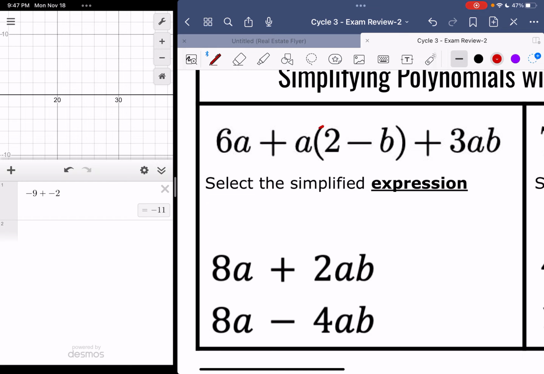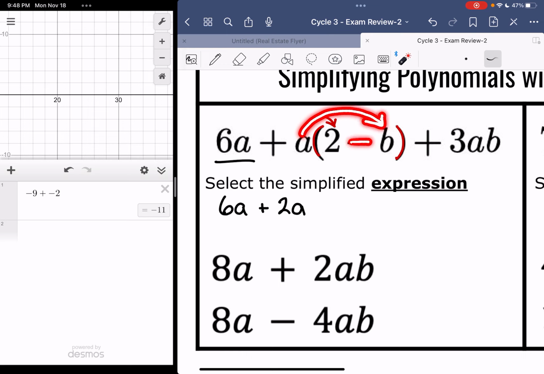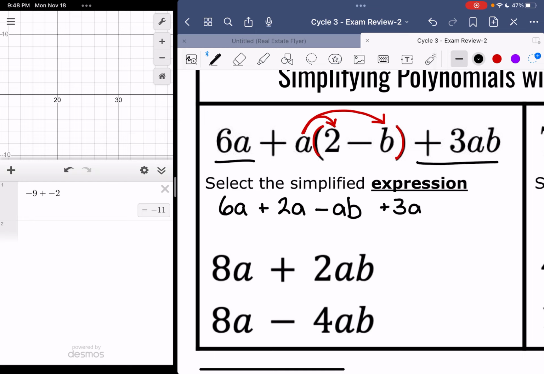All right, I see the distributive property right here where I see parentheses. So I know I'm going to be distributing that a across those parentheses. I'm going to go ahead and write out my simplified expression. I have 6a plus a times 2. A times 2 is just 2a. I have a times a negative b. A times negative b will give me negative ab. And then on the end, I just have plus 3ab.